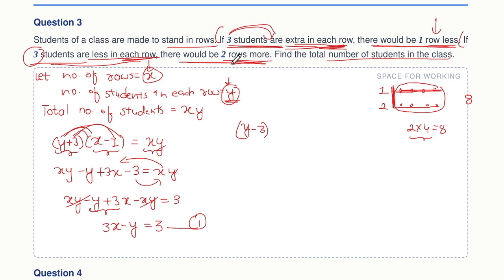Then there would be 2 rows more. Okay, row means what? x. So 2 rows are more, that means x plus 2. So if we multiply, we'll get total number of students, that means x into y. Okay, that total number is not changing here.